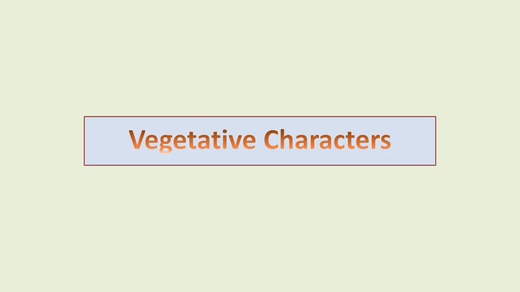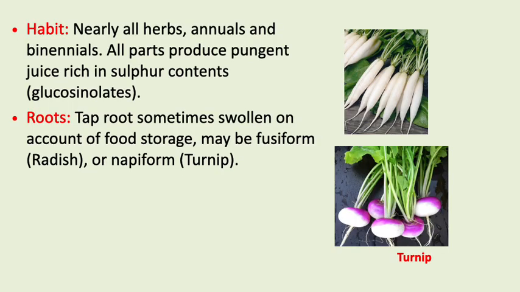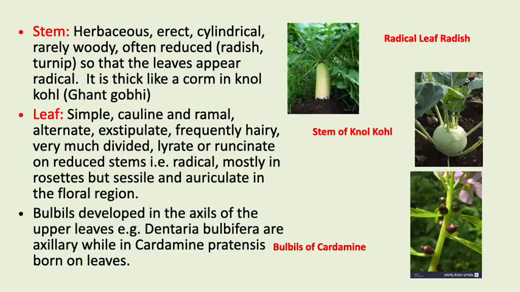Now we will study the vegetative characters. The habit: nearly all are herbs, annuals and biennials. All parts of the plant produce pungent juice rich in sulfur contents or glucosinolates. Root is the tap root, sometimes swollen on account of food storage. It may become fusiform as in radish or napiform as in turnip.